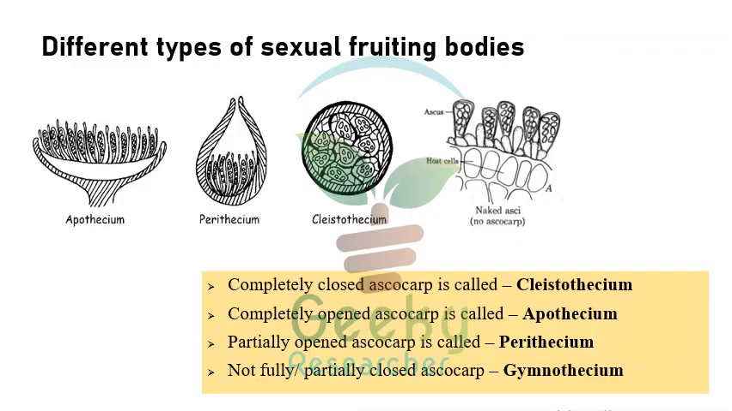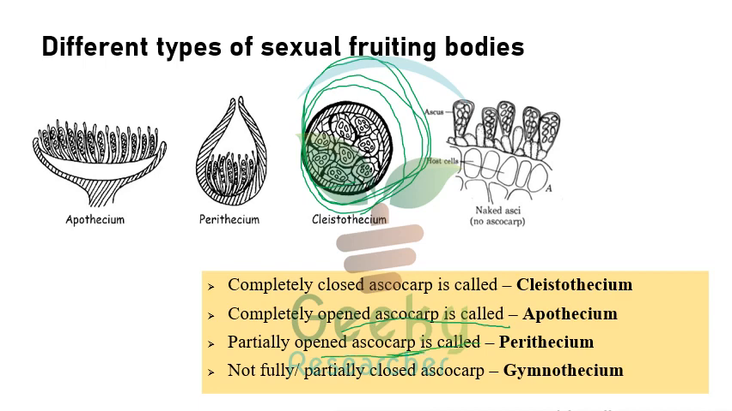So the next one is different types of sexual fruiting bodies, where sexual spores are produced. I will tell you in a very simple way. A completely closed ascocarp is called Cleistothecium. When it comes to a completely opened ascocarp, it is called Apothecium, whereas a partially opened ascocarp is called Perithecium.